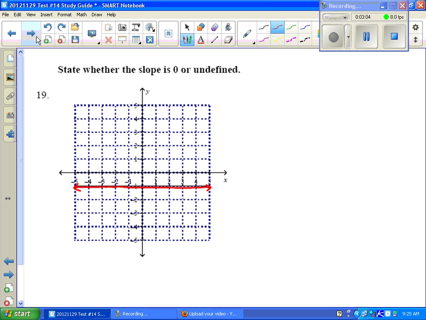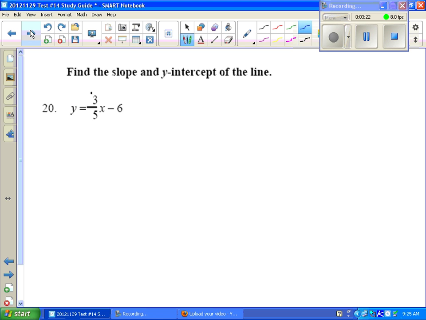19, state whether the slope is 0 or undefined. Easiest way to determine this, you can make a capital Z and write 0. If you need to take 2 points and plug them into your slope formula, by all means do that as well. You don't go up or down at all, but you go left and right an infinite amount of times, so it's 0.